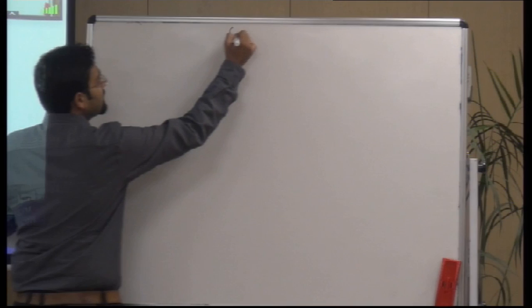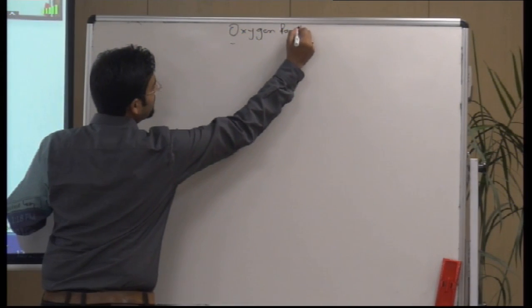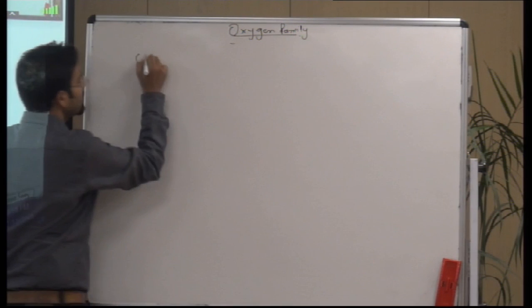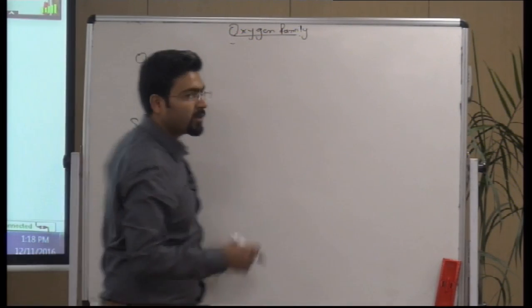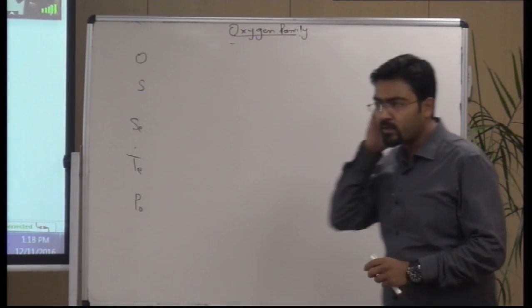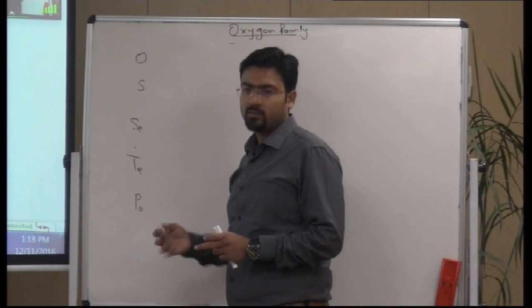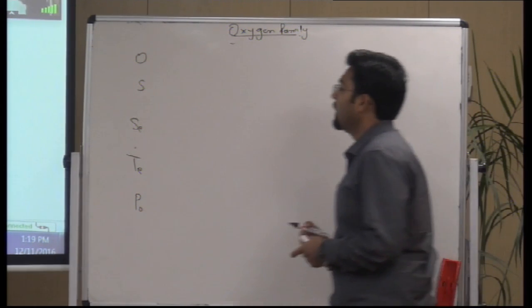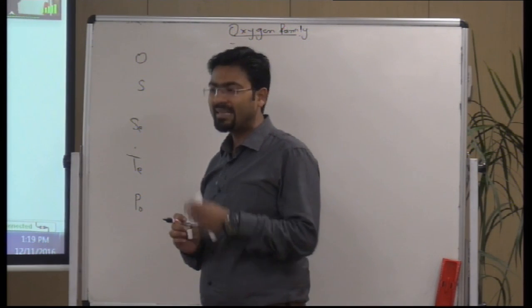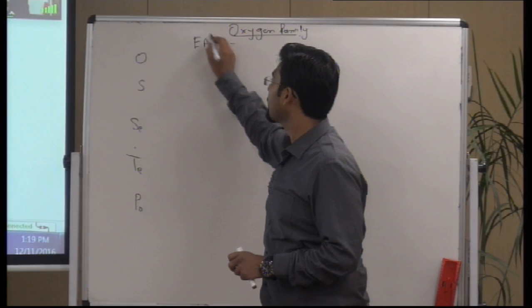So in the oxygen family, we studied various properties of oxygen, sulfur, selenium, tellurium, and polonium: their atomic number, atomic mass, and atomic radii. The size increases down the group, which we know. The ionization enthalpy decreases down the group, the electronegativity decreases down the group, and the electron affinity decreases down the group.